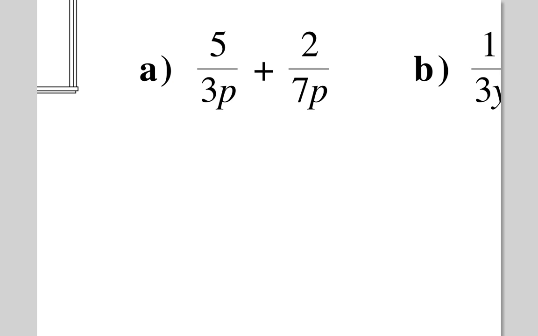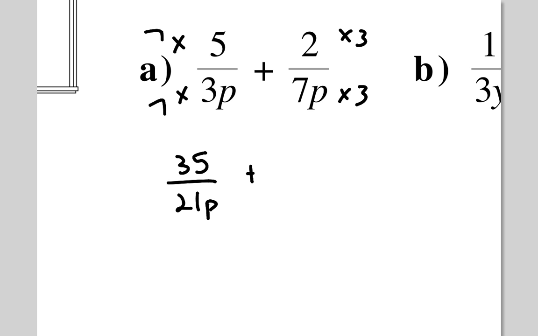Okay, just looking at the denominators. What's similar and what's different? P is similar and numbers are different. So we already have the P taken care of. We just need to adjust 3 and 7. First number that 3 and 7 both multiply to. 21. Times by 7, times by 7, times by 3, times by 3. What do you get? 35 over 21p plus 6 over 21p.